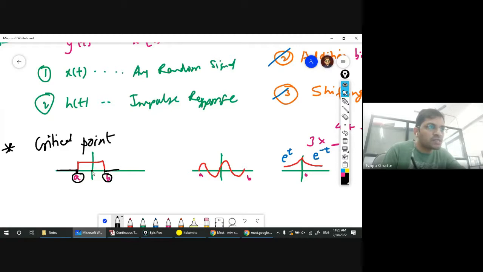Is this a critical point? Can I say this is a critical point? No. Why? Because इसके पहले इसके बाद में भी वही है. So I will not say that this is my critical point. Okay. What about this? Is my A a critical point? Yes. Is my B a critical point? Yes. Because इसके पहले 0 है, इसके बाद में भी 0 है, और मेरा जो sinusoidal waveform है वो सिर्फ ये ड्यूरेशन में अवेलेबल है.